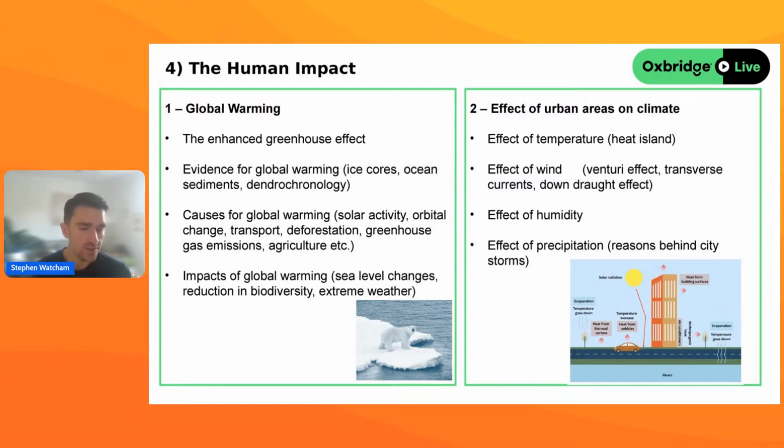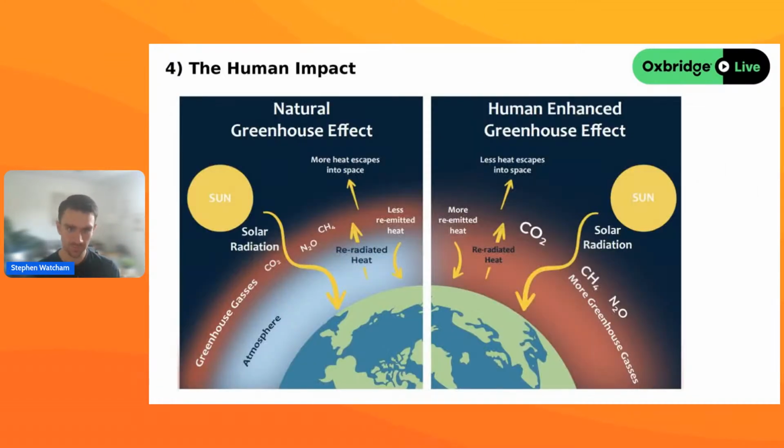I'm not going to dive into each of these in too much depth because we just don't have the time in this session. What I do want to do is show you the main things that you need to know. Global warming: we need to understand the enhanced greenhouse effect, which I'm going to explain in a second. We also need to understand evidence for global warming, the causes of global warming, and the impacts of global warming. Those are the 4 different areas of global warming we need to be aware of.